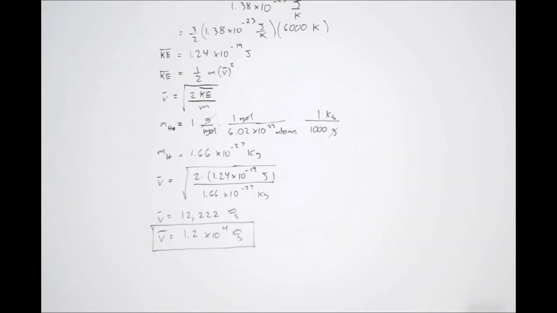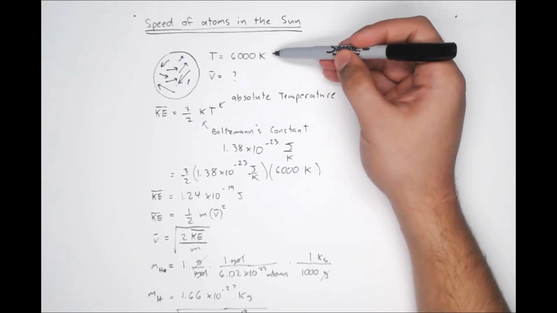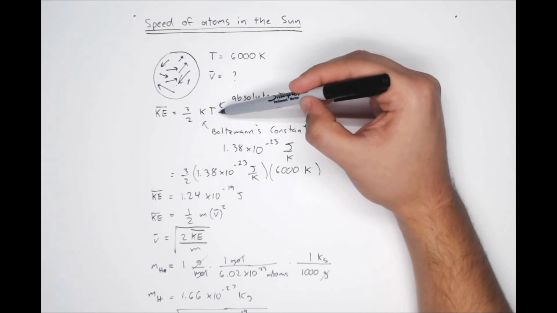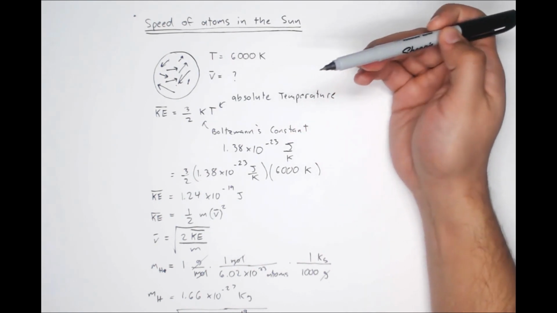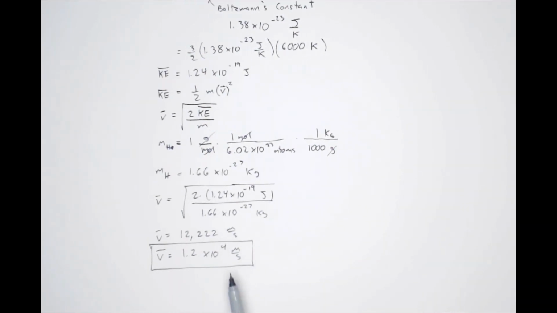All right, so there you have it. We have estimated the speed of gas molecules moving around in the sun when they're at a region of the sun that is at 6,000 Kelvin. This is a little bit of an approximation because we used the 3/2 kT formula, which may not be strictly true, but it is an approximation, and we are able to get a value of about 12,000 meters per second.